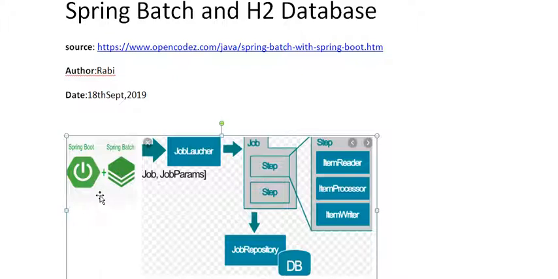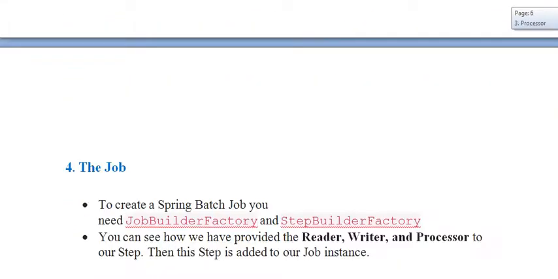So here you see I have used Spring Boot and Spring Batch integration. First, to execute the job you need a job launcher, and the job needs a step. And in the step builder factory, you have the item reader, item processor, item writer, and finally store the data into the H2 database through job repository. Let me start from the entry point.